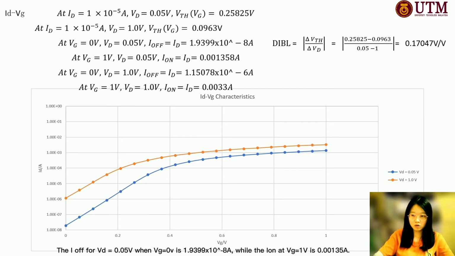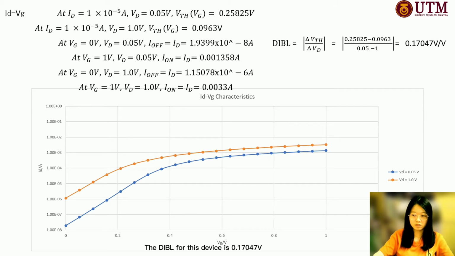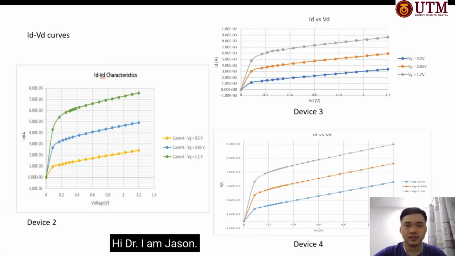While the ION at VG equals 1 volt is 0.00135 ampere. The IOFF for VD equals 1 volt when VG equals 0 volt is 1.1508 times 10 to the power of negative 6 ampere. While the ION at VG equals 1 volt is 0.00335 ampere, which is higher than when VD equals 0.05 volt. The DIBL for this device is 0.17047.